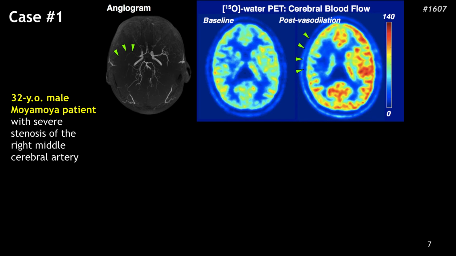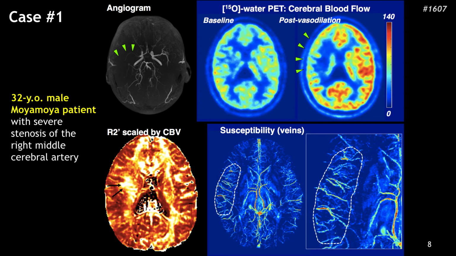And in this patient, although baseline the perfusion looks relatively uniform, after vasodilation you see this clear deficit in the right hemisphere. And this area also corresponds to high R2 prime, as well as high deoxyhemoglobin signal in veins, both of which indicate the tissue has elevated abnormal oxygen extraction fraction compared to the other hemisphere.